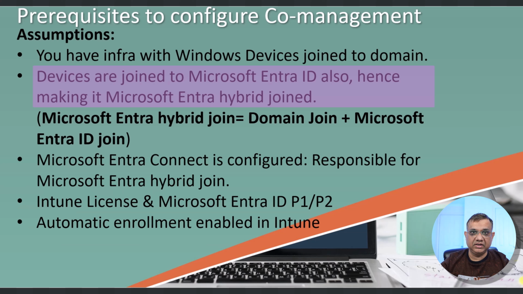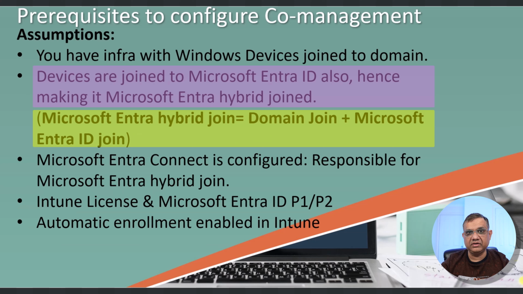So in a nutshell, I can say Microsoft Entra Hybrid Join is equal to domain join plus Microsoft Entra ID join. So it means if you are joined to both the services, the on-premises infrastructure and Entra ID, then it will be called Microsoft Hybrid Join.